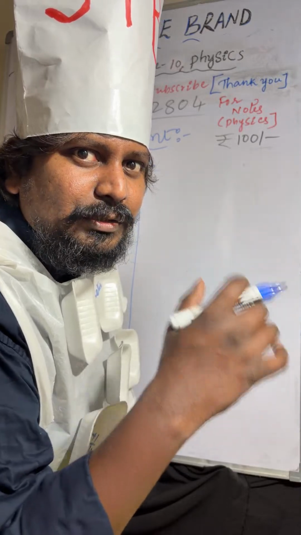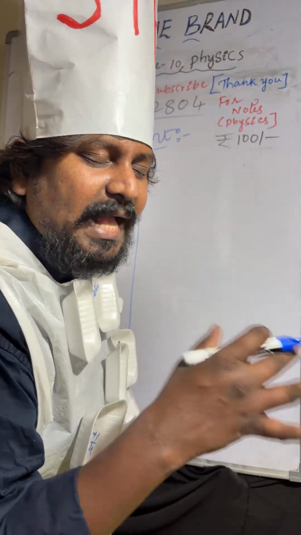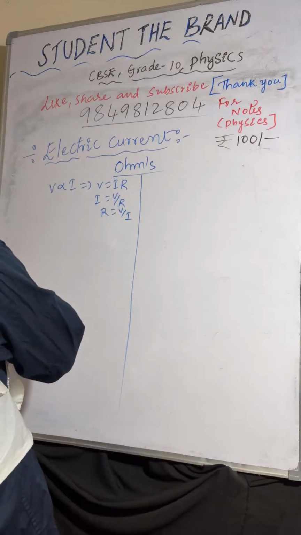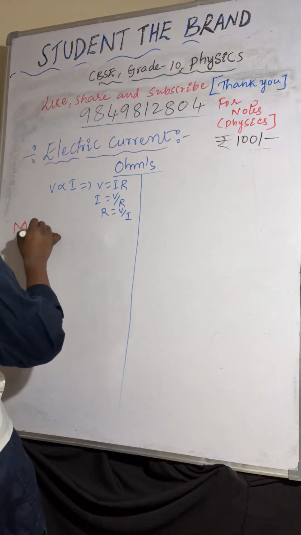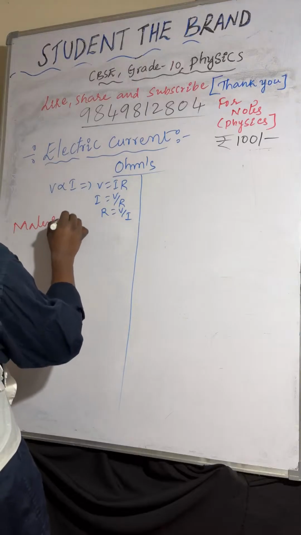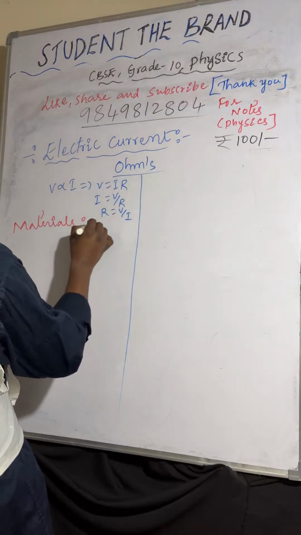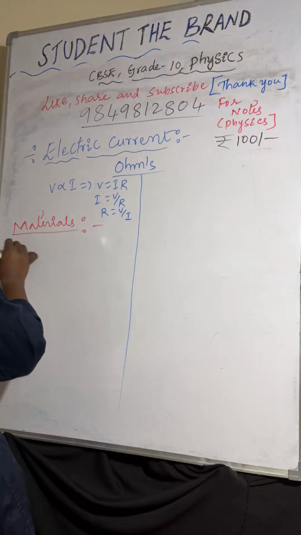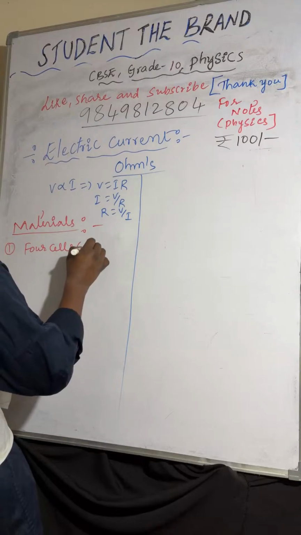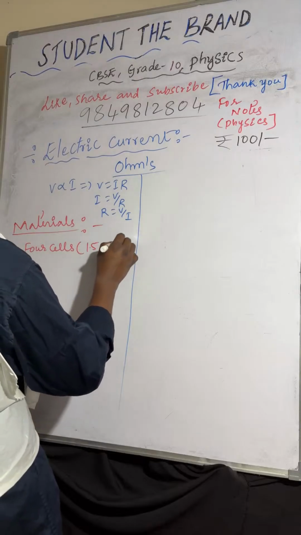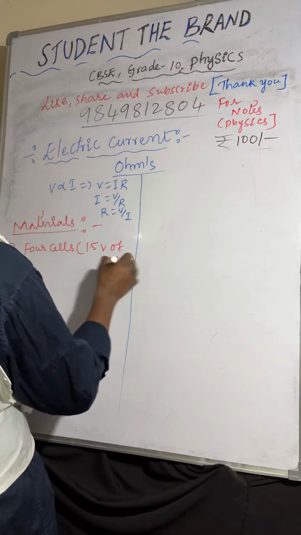Materials required to do the Ohm's law activity: 4 cells, 1.5 volts each.